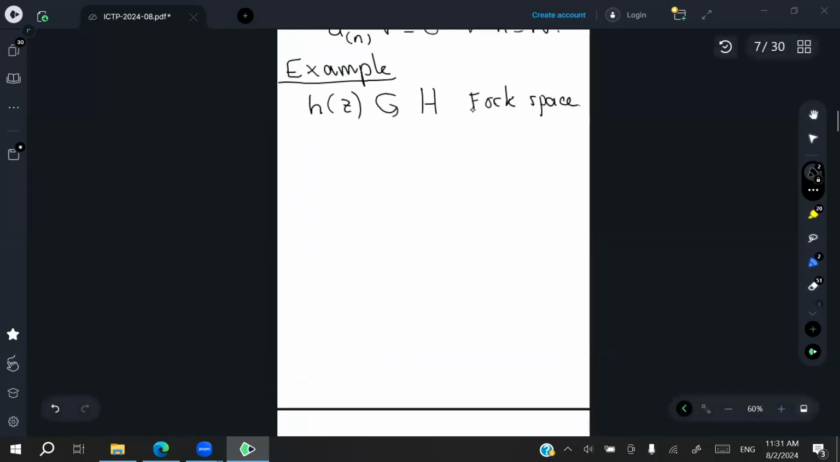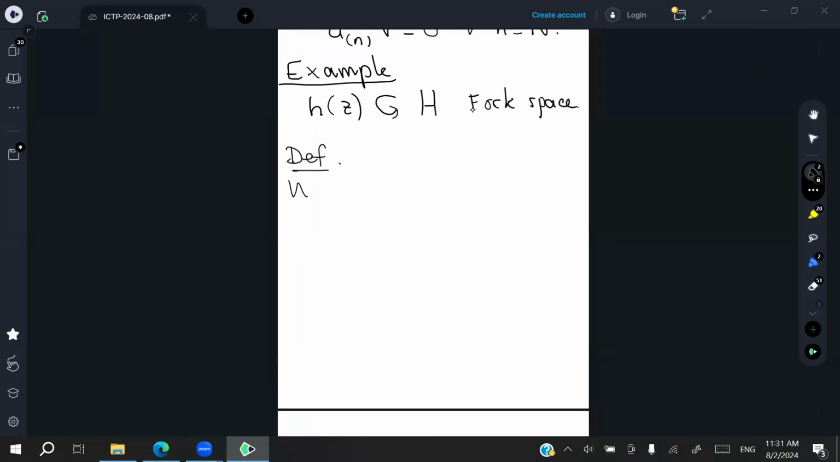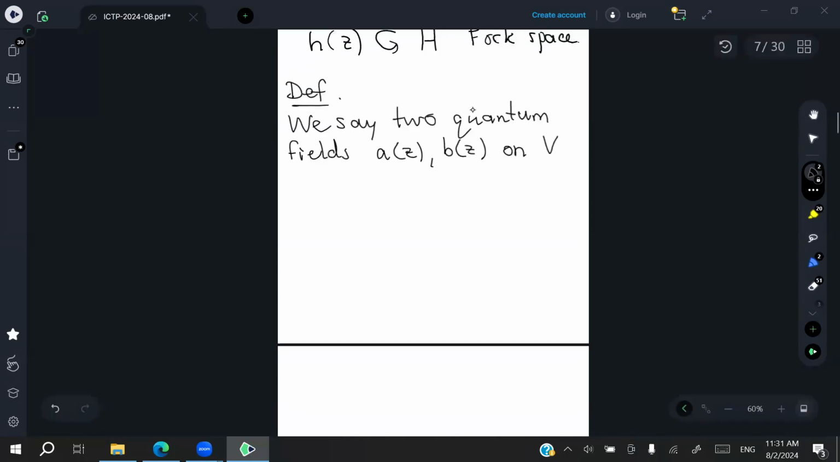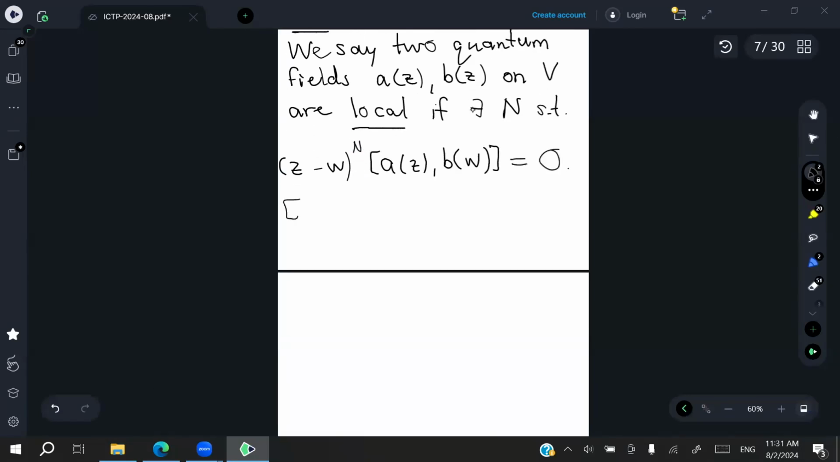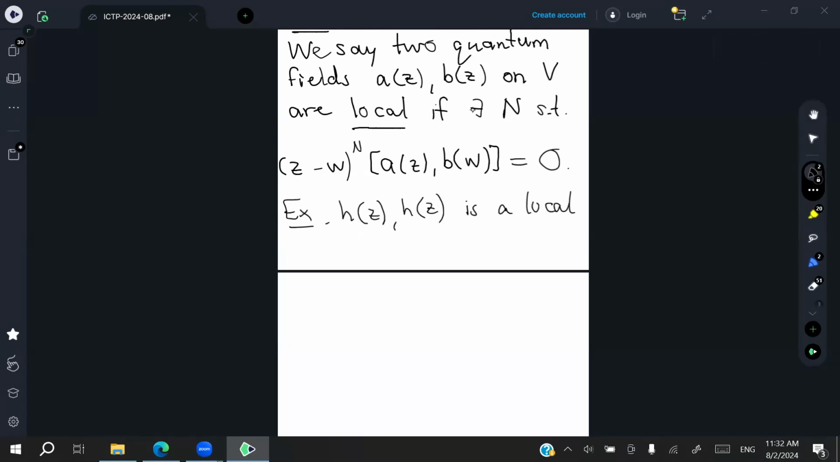Next definition. We say two quantum fields A(z) and B(z) on V are local or form a local pair if there exists n such that when we take the commutator of A(z) and B(w), then multiplied by (z minus w) to the n, this gives us 0, okay? So our example is that h(z) is a local pair.